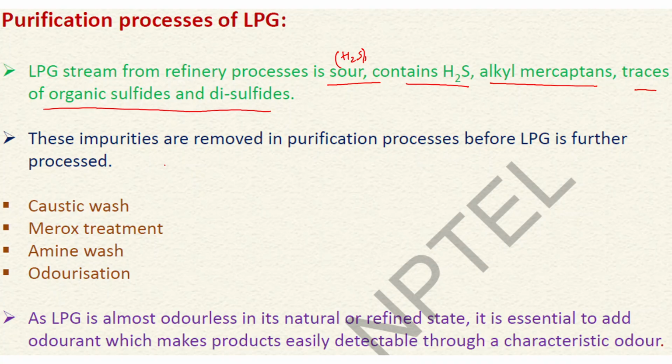The removal of these impurities needs to be done, using various procedures such as caustic wash, then Merox treatment, amine wash, and odorization. Moreover, as LPG is almost odorless in its natural and refined state, for safety purposes, to detect leakage of LPG, alkyl mercaptans are added to the LPG to give it a specific smell, so that if there is a leakage, it can be easily detected. Okay.